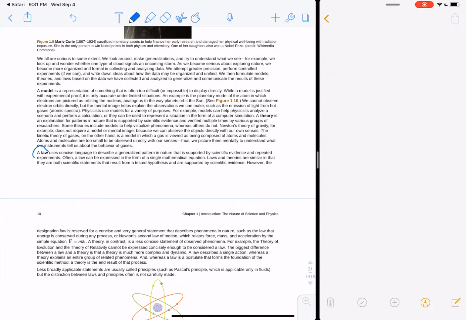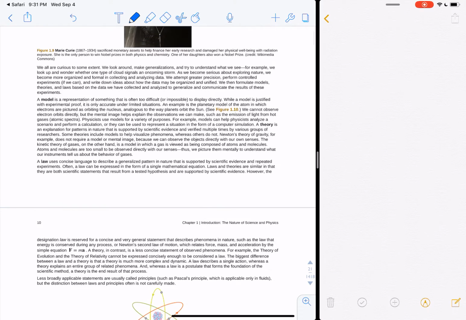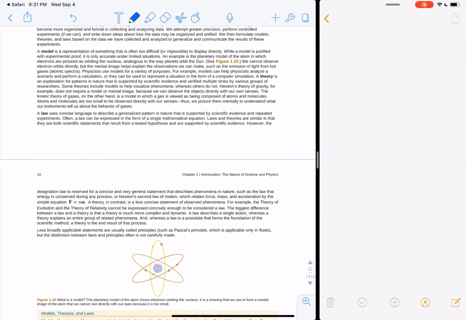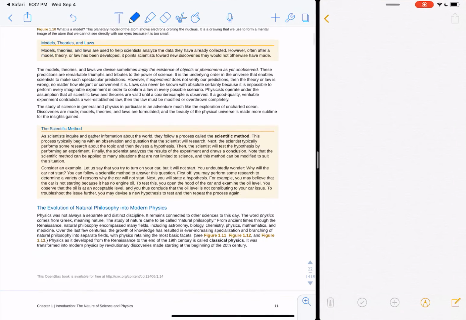A law is something like gravity, where no matter what we do, it's always there, and you have to obey the law. That's a physical law, okay? So there are different levels. You start with your model and your hypothesis, you build up to a theory, and then there are some things that are just laws that, no matter what we do, you cannot escape them. Okay, so it goes through here and talks about the differences.